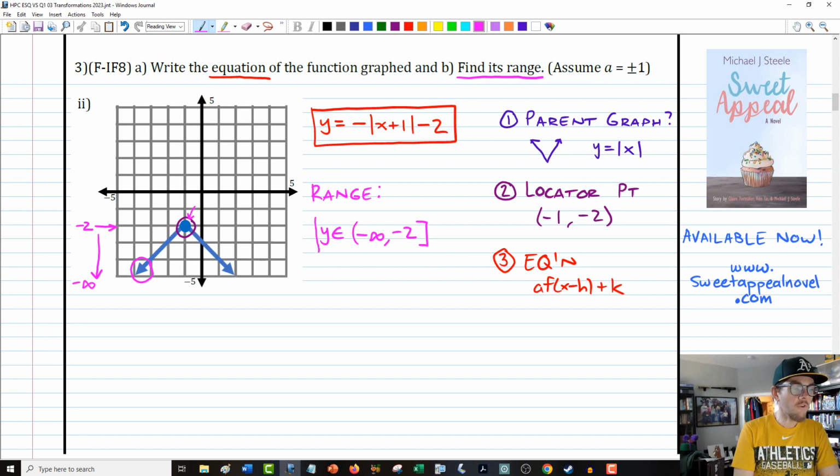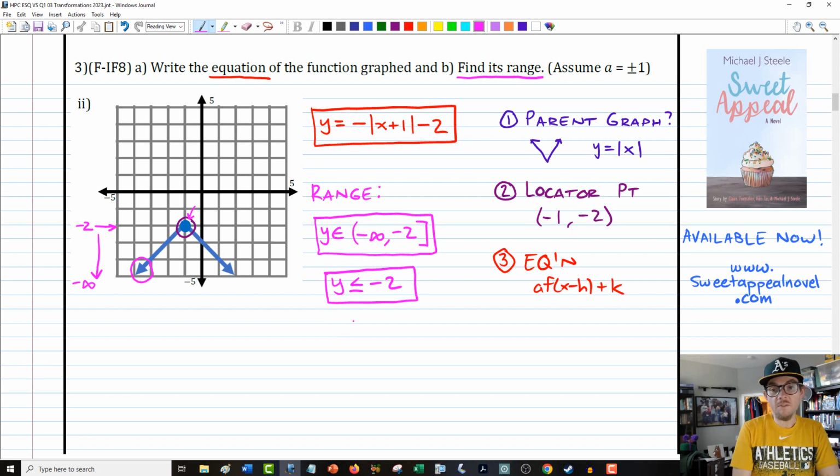On the other hand, if you prefer not to use this interval notation, although I think most of you will probably use interval notation, you could write this as a straight inequality. You could just say that y is less than or equal to -2. That is also a correct way to do it.